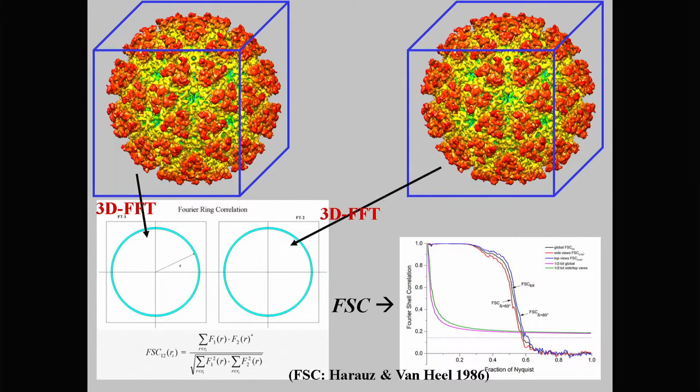And what you do is you have two independent structures and you compare them to each other as a function of spatial frequency. So out here in high resolution, you compare the whole ring here or in 2D images or the shell. And out here, you have a large number of voxels or pixels inside these rings or shells.